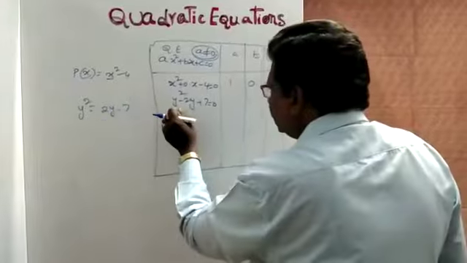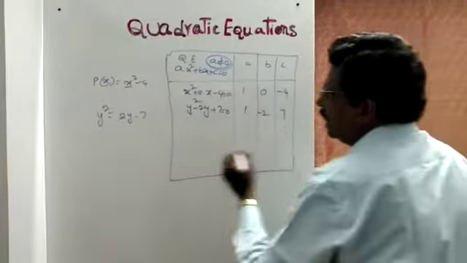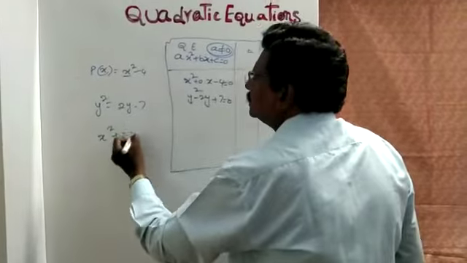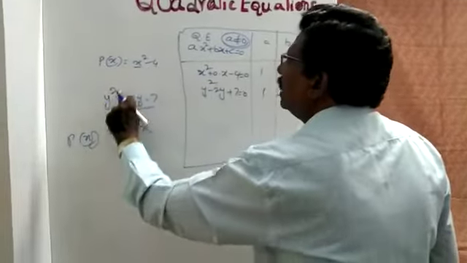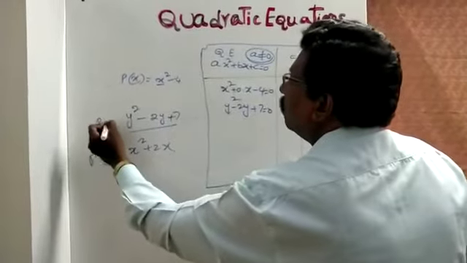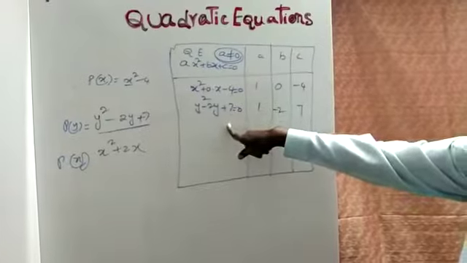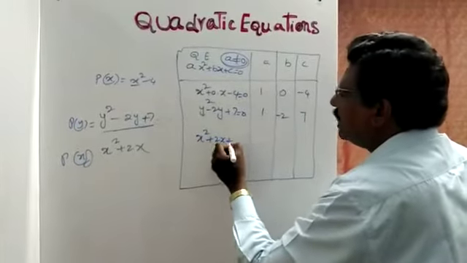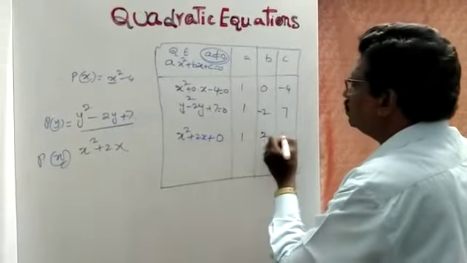So this is a is equal to 1, b is equal to minus 2, c is equal to plus 7. And again one more example you have to take here, x square plus 2x. This is the p of x. Suppose we directly write this one, plus is equal to 0. P of y is equal to, you have to take like this one. So next one you need here x square plus 2x plus 0. Constant goes to 0. So a is equal to 1, b is equal to 2, c is equal to 0.